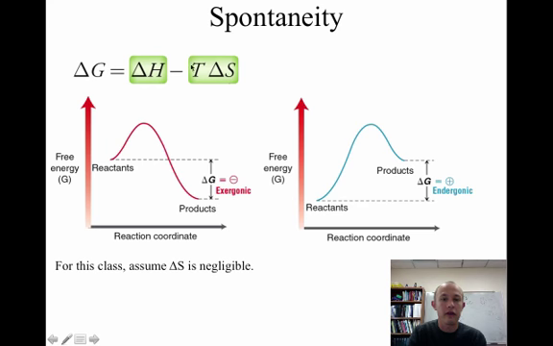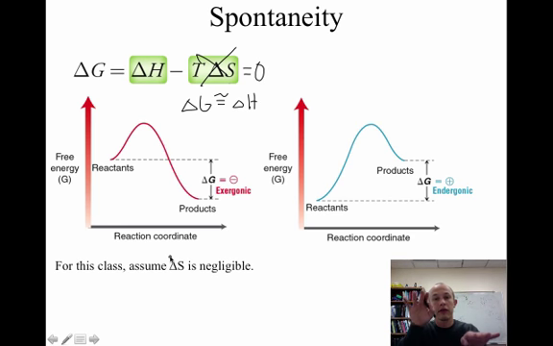For the vast majority of organic reactions, this delta S term is pretty close to zero. So we can simplify this by saying delta G is pretty much equal to delta H. So in this class, we're going to assume that delta S is negligible. We're going to ignore entropy. Just look at enthalpy. So if the bonds formed are stronger, we're going to say that's spontaneous. If the bonds being formed are weaker, we're going to say that's non-spontaneous.